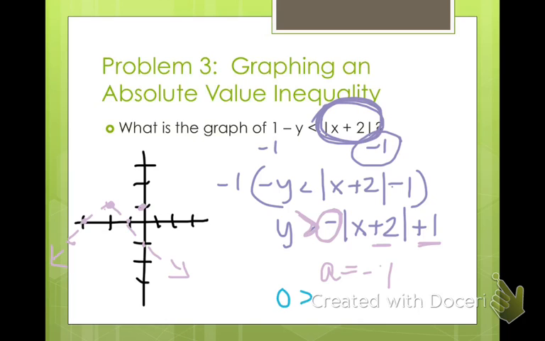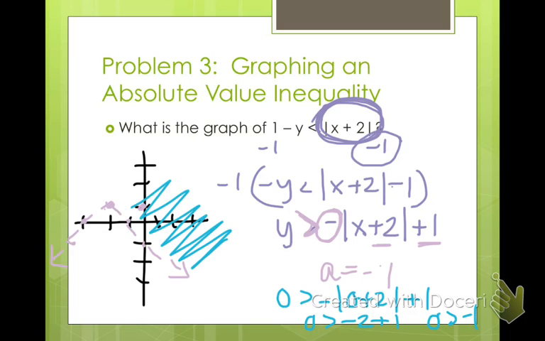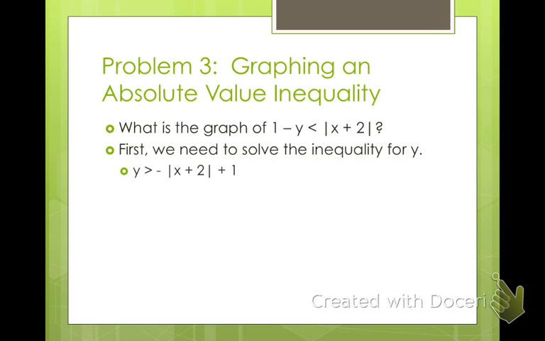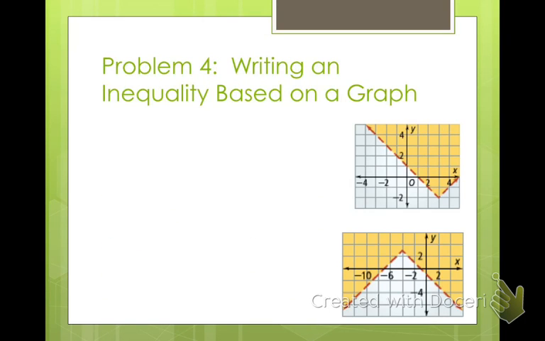So 0 is greater than the negative absolute value of 0 plus 2 plus 1. 0 plus 2 is 2, absolute value of 2 is 2, make that negative, so 0 is greater than negative 2 plus 1, and negative 2 plus 1 is negative 1. So 0 is greater than negative 1, so not only am I going to shade over here, I'm also going to shade over here. So it's everything that's on this side of the absolute value. And there you go, there's all the steps.